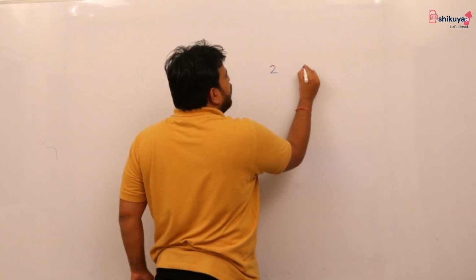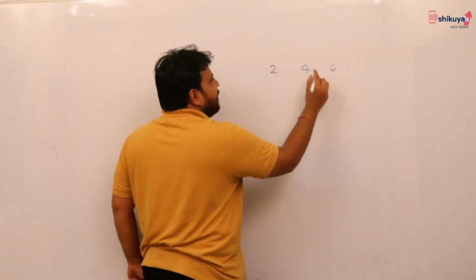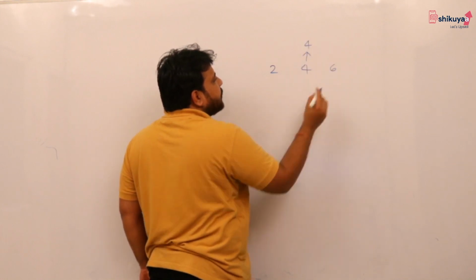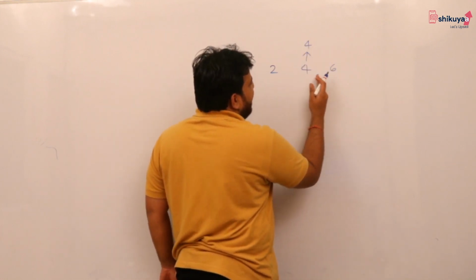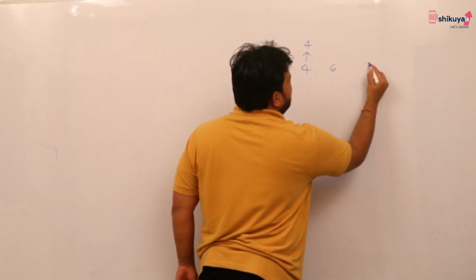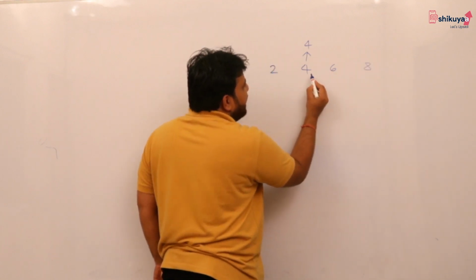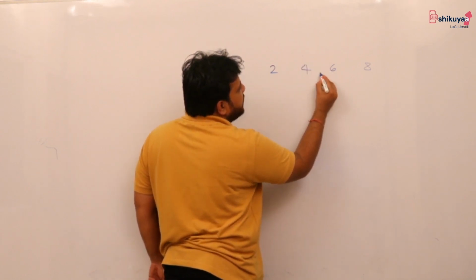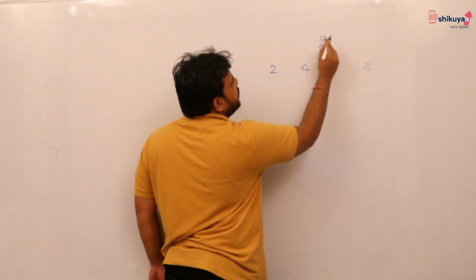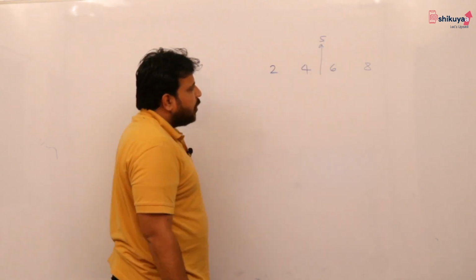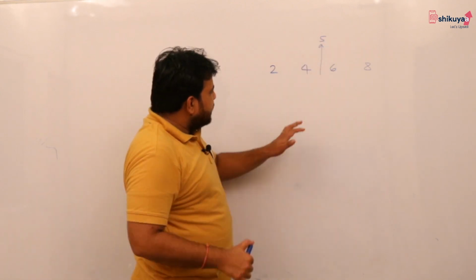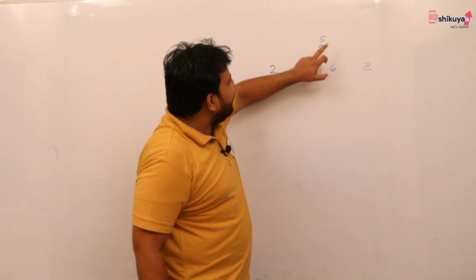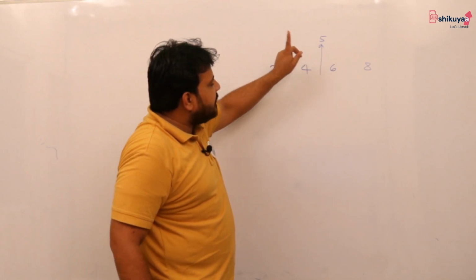Let's take 2, 4 and 6. So what is the average of these three terms? That is 4. That is the center value, correct? So if I add the next value into this series, that is 8, the average shifts from 4 to the center value of these two numbers, that is 5. So what has happened? When I added the next number in the series, the average incremented by 1. Average incremented by 1.